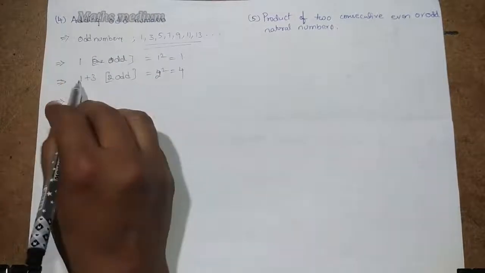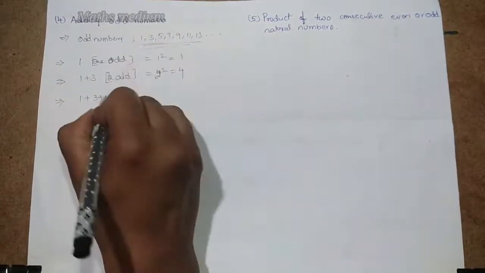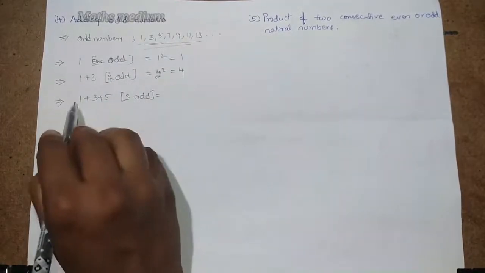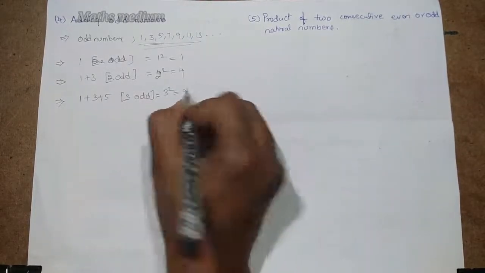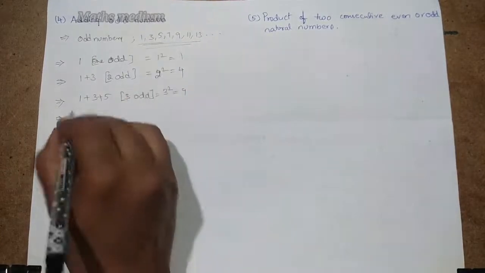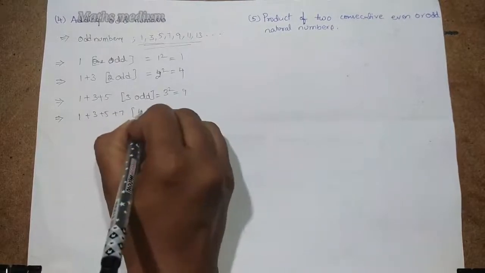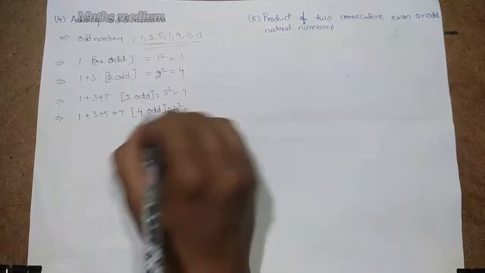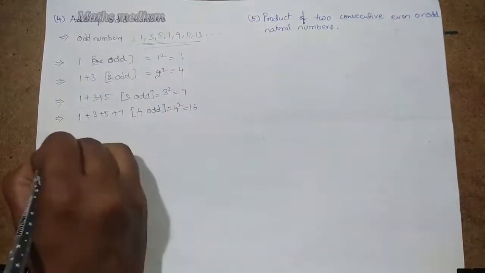If you take 1 plus 3 plus 5, up to 5, it gets 3 odd numbers, right? So the sum is 9. 3 square is equal to 9. Similarly, 1 plus 3 plus 5 plus 7. Here we have 4 odd numbers. It means 4 square. We get 16. 7 plus 3, 10. 15, 16.